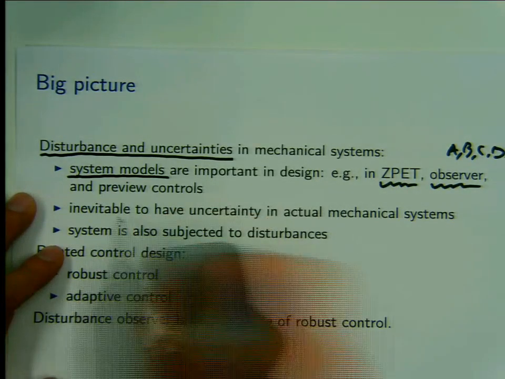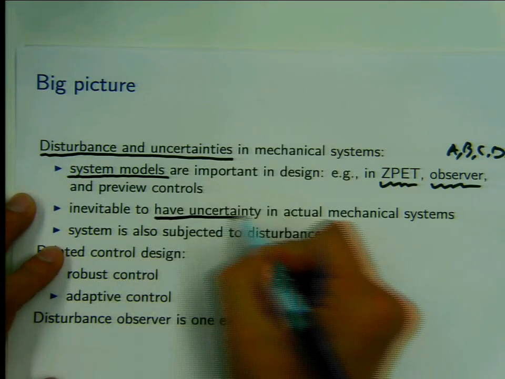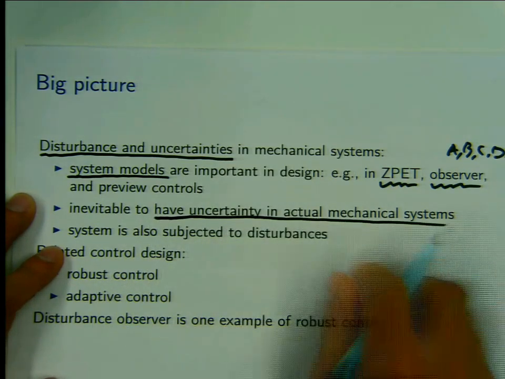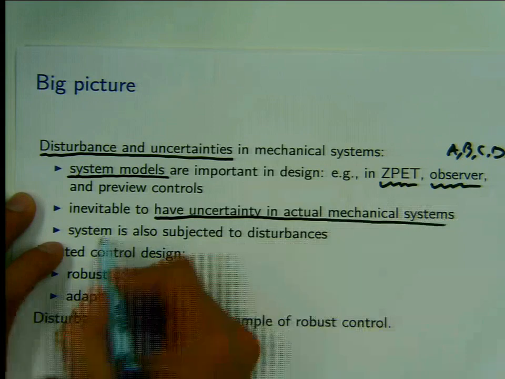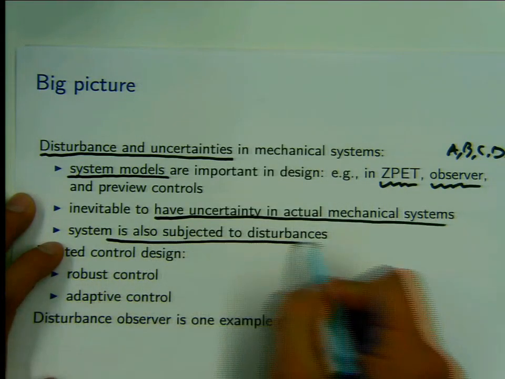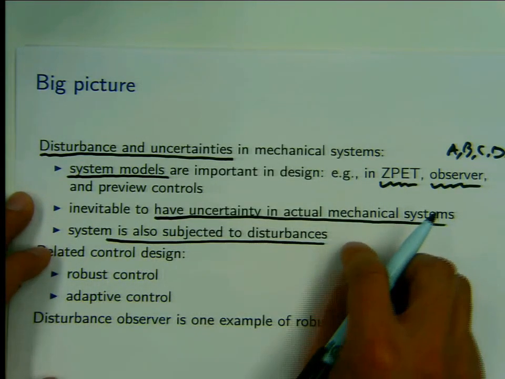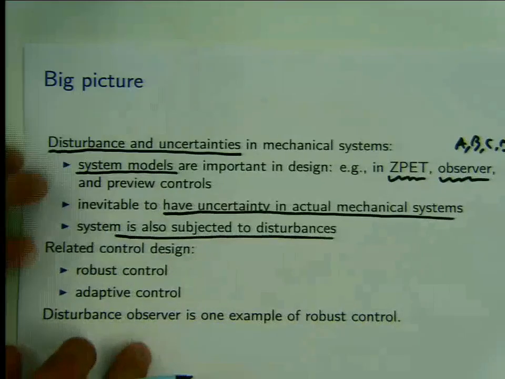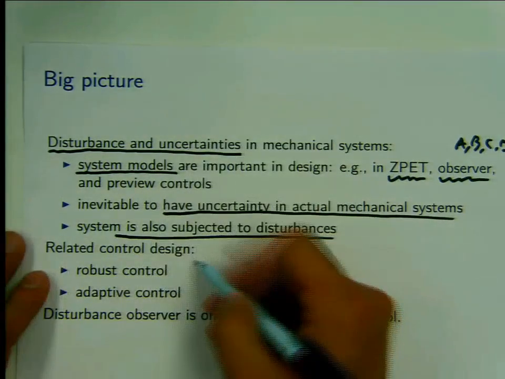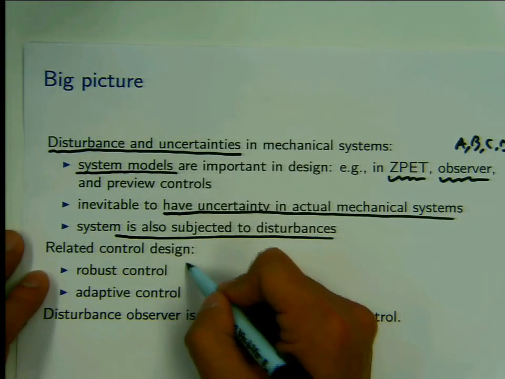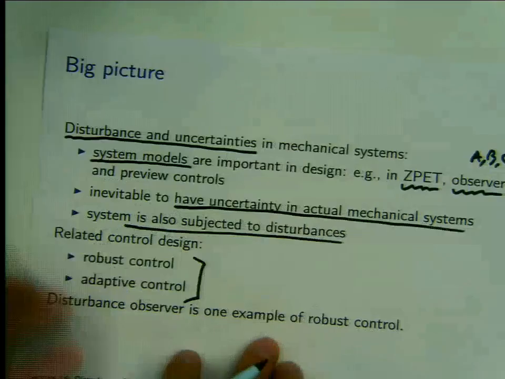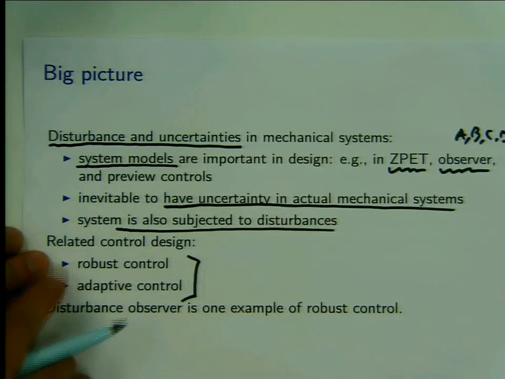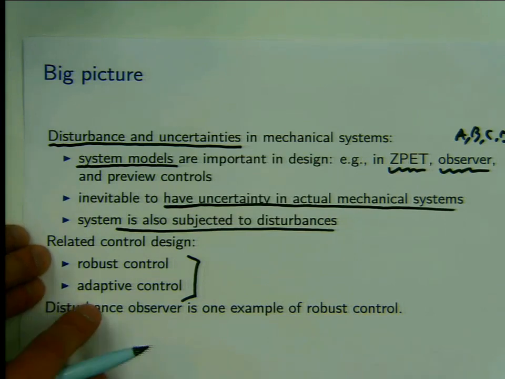And this is inevitable to have uncertainties in actual mechanical systems. You have seen that. The system is subjected to disturbances. You have seen that. Okay? So to handle these very practical challenges in control design, there are two related control techniques. The first technique is robust control. The second technique is adaptive control.